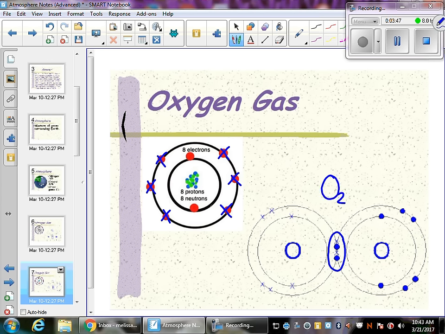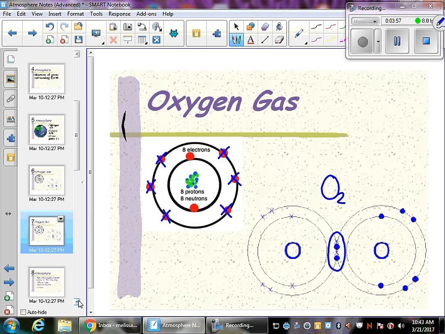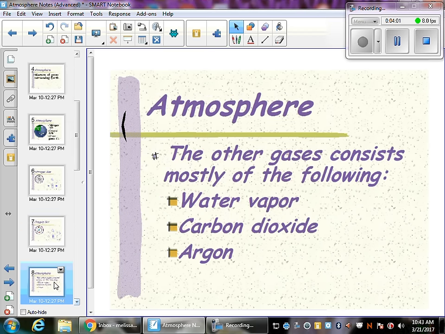You don't just write the letter O because oxygen in the atmosphere doesn't exist as just a single atom. It is a molecule made of 2 oxygen atoms bonded together.